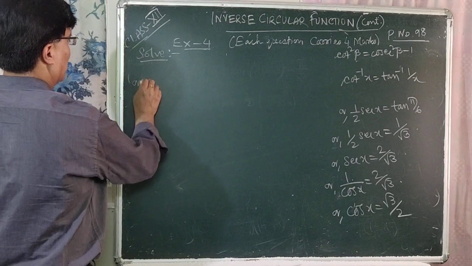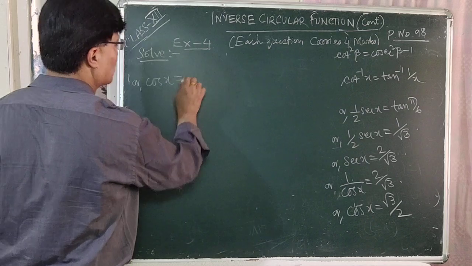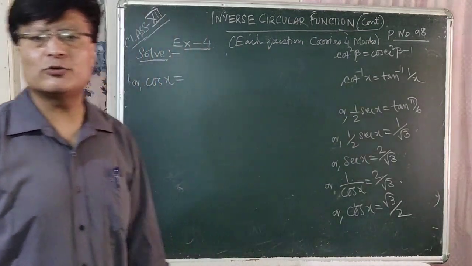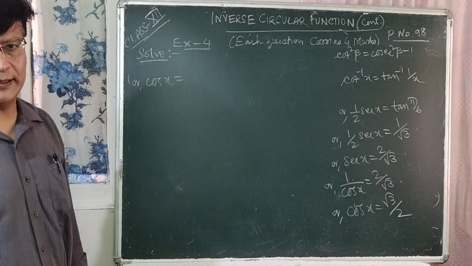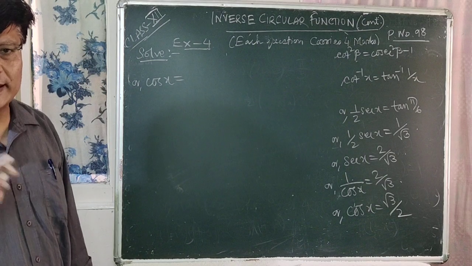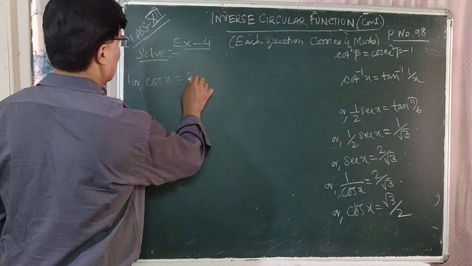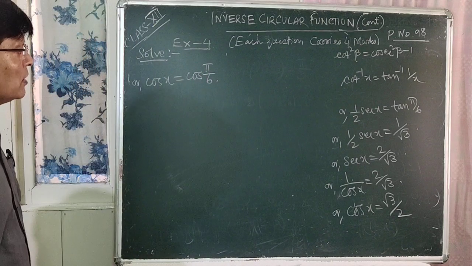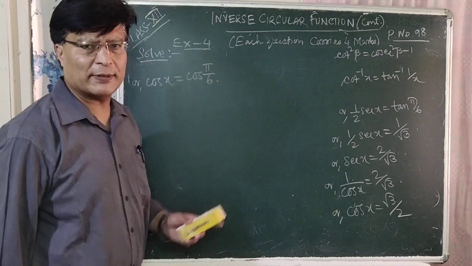So now cos x is equal to cos of which angle is root 3 by 2? Can you tell me? It is cos 30 degree. But 30 degree you should write it in terms of radians. That is cos pi by 6, right? So in this case, x is equal to pi by 6 is the answer.